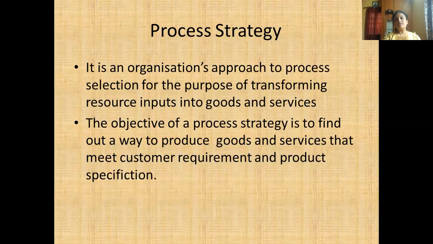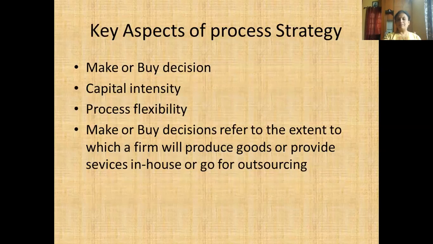Then comes process strategy. It is an organization's approach to process selection for the purpose of transforming resource inputs into goods and services. The objective of process strategy is to find a way to produce goods and services that meet customer requirement and product satisfaction. Key aspects of process strategy are make or buy decision, capital intensity, process flexibility.